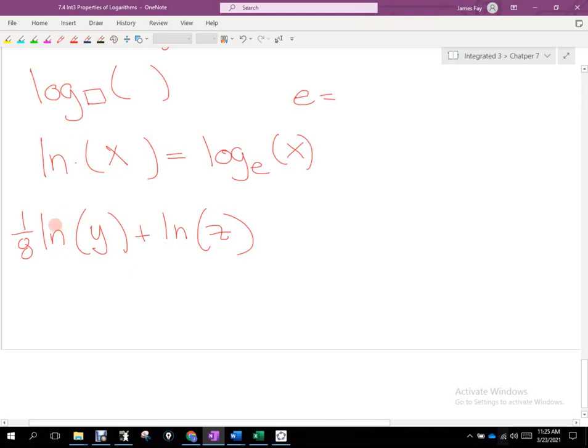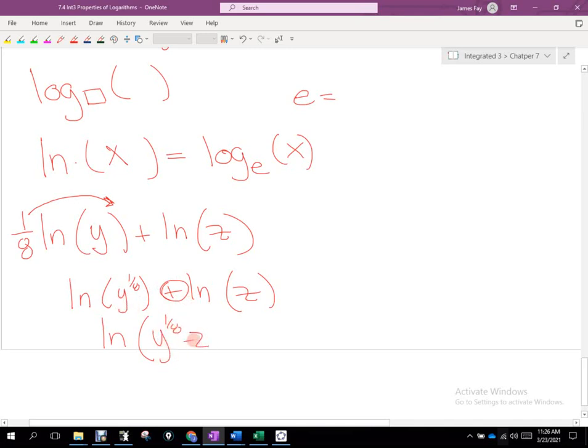So what do I do with this 1/8 first? It becomes an exponent for that y, right? So we write this as ln of y to the 1/8, plus ln of z. Now, what are you going to do? We'll go ln, and because this is addition, it turns into multiplication. So y to the 1/8 times z, right?